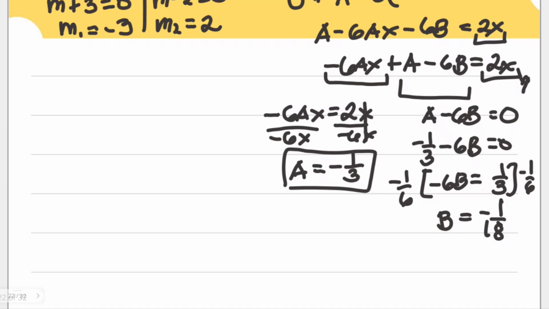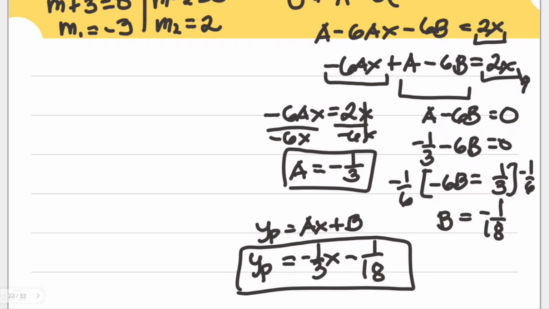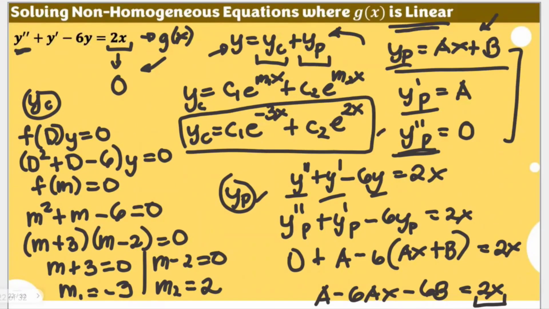So with this now, our y sub p earlier is ax plus b. And since we already have the values for our constants a and b, your y sub p is minus 1/3 x minus 1/18, since our b is negative 1/18. This is now our y sub p. So we have y sub p now. We also have y sub c. So this form, simply add them.